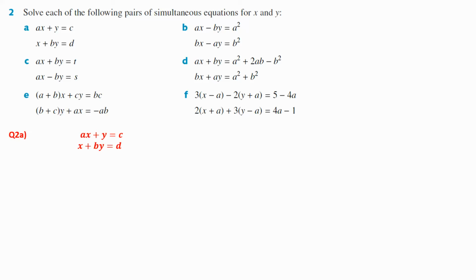Question 2A. We're now not solving just a simple single linear equation. We are now doing simultaneous literal equations. In this case, you've got ax plus y equals c and x plus by equals d. Your goal is to solve for x and y. So using what you learned from year 9 and what you remember from simultaneous equations, what's the first thing you need in order to do simultaneous equations of some sort?